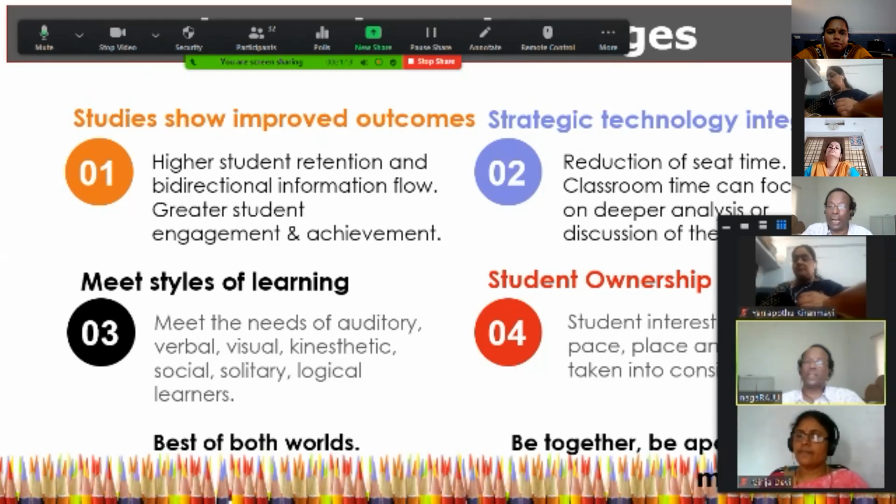This is not what I am telling you, but this is what research tells us. Then the second advantage of blended learning is it helps us integrate technology.